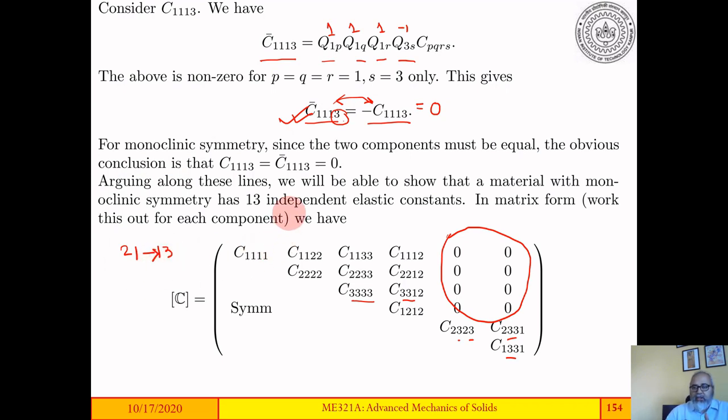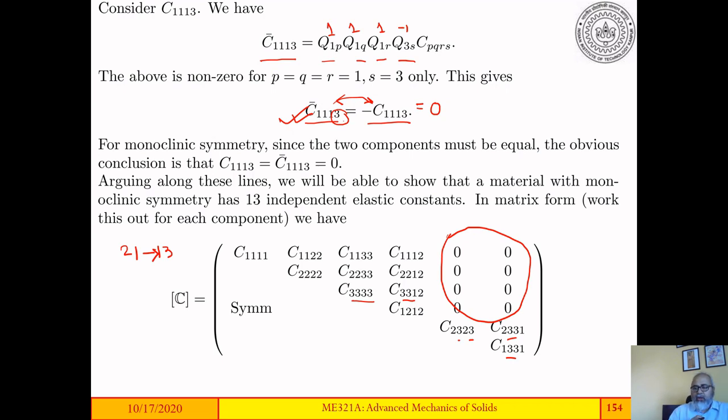So for a monoclinic material, if we have just one plane of symmetry, and that plane in our case is the x3 plane, but it can be any other plane. So depending on which plane is the symmetry plane, you have to set the corresponding components to 0. You will finally have 13 components to determine.